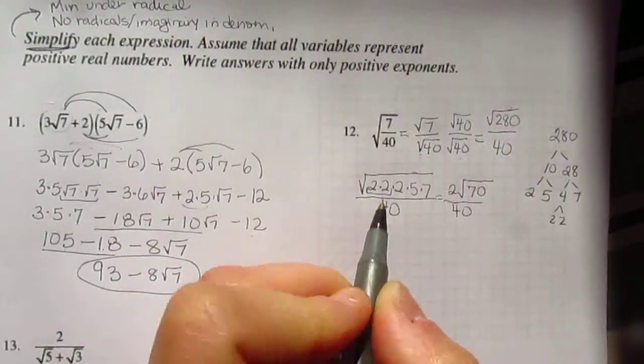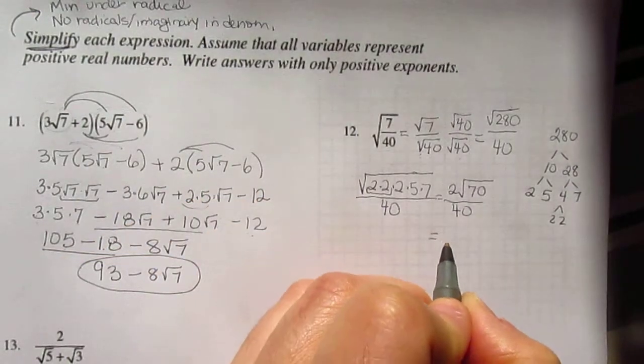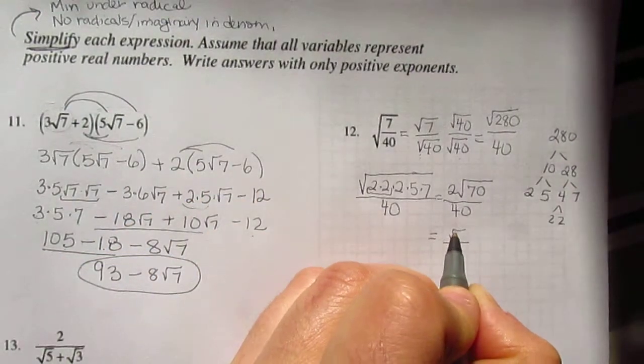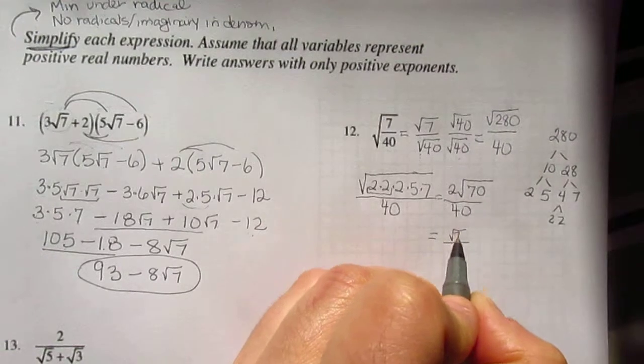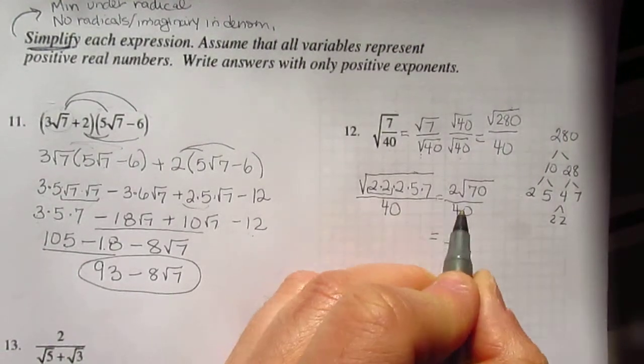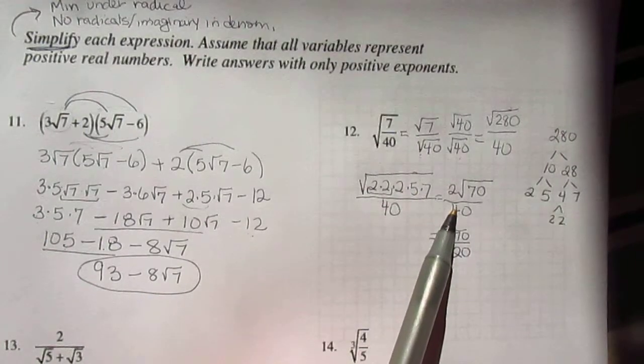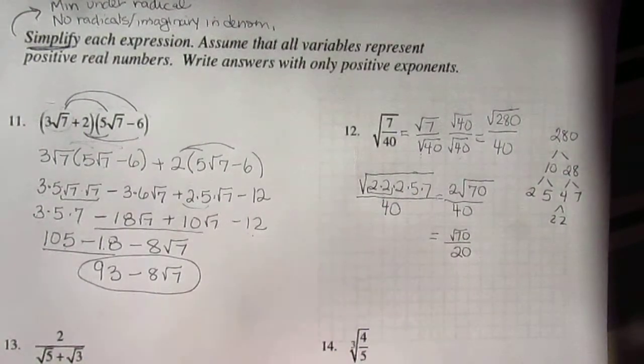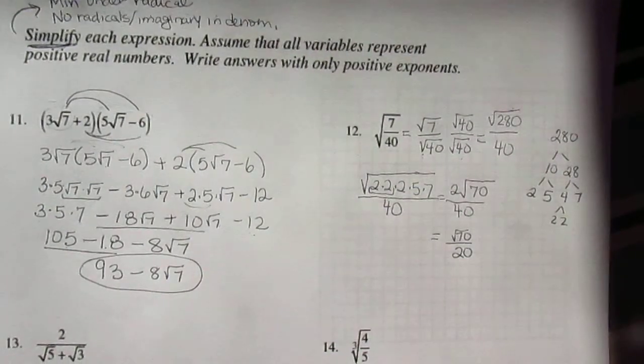Over 40, and I hope you can see that you can reduce that to the square root of 70 over 20. Divide the numerator and denominator by 2. Square root of 70 looks big, but I know there are no perfect squares in it.